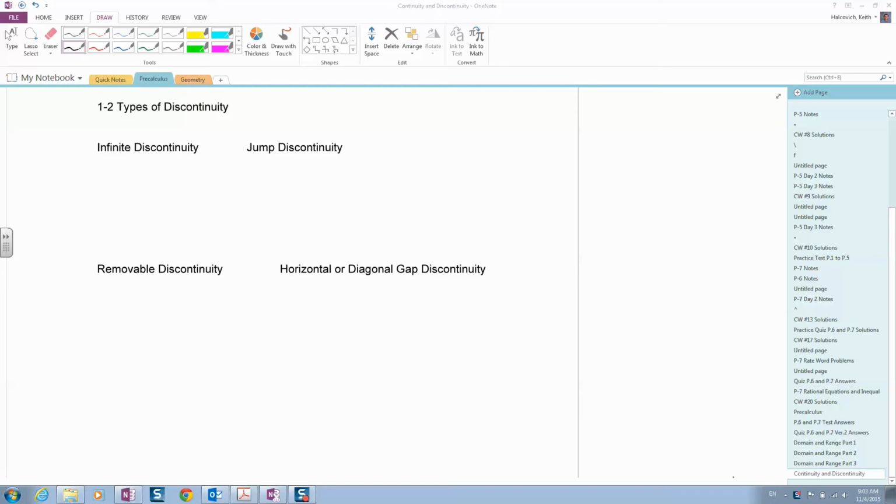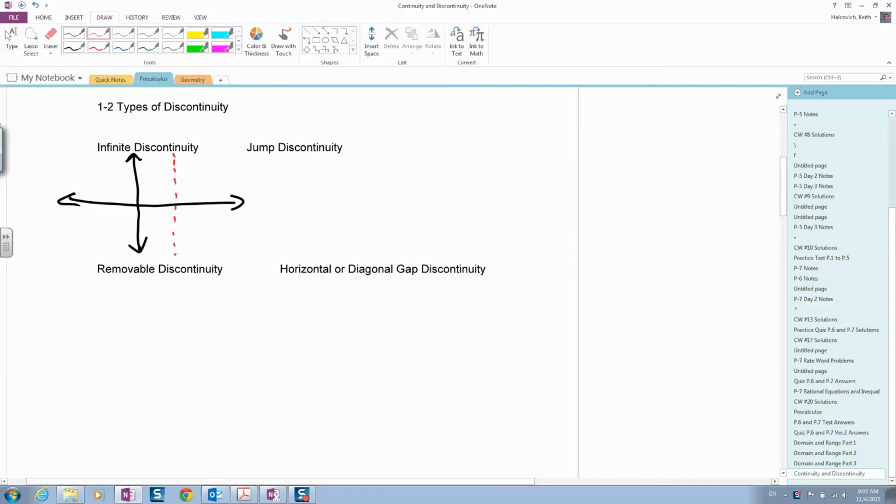Welcome to tonight's video on types of discontinuity and what it means to be continuous. First, we'll discuss the different types of discontinuity that you can see in a graph. The first one is what's called an infinite discontinuity. An infinite discontinuity is when you have a vertical asymptote.